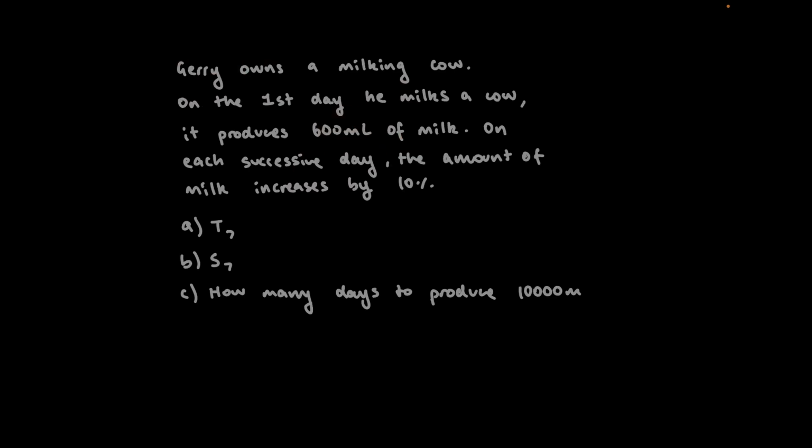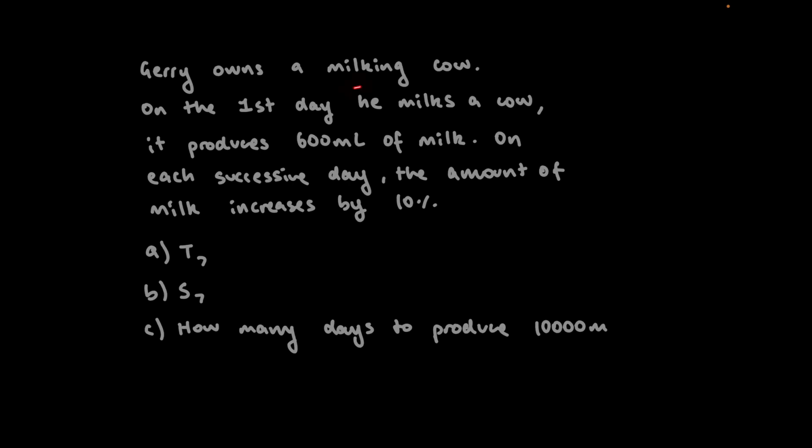Okay, this is our next question. Jerry owns a milking cow. Pretty weird, but we'll go with it. On the first day he milks a cow, it produces 600 milliliters of milk. On each successive day, this means each day after the first, the amount of milk increases by 10%. So what is T7? They're not asking for the summation of anything. They're just asking how much milk does he produce on the 7th day.